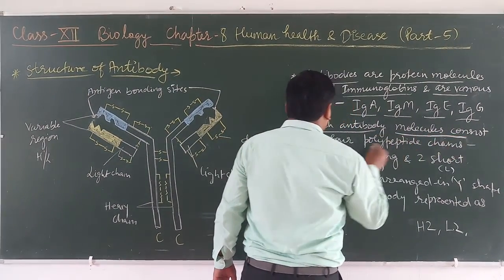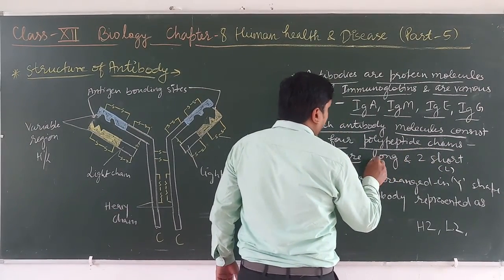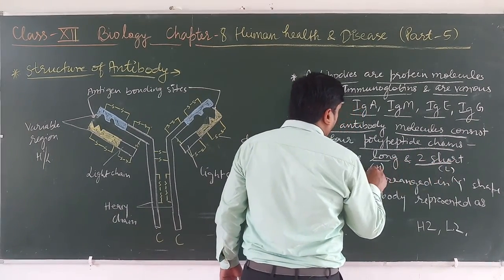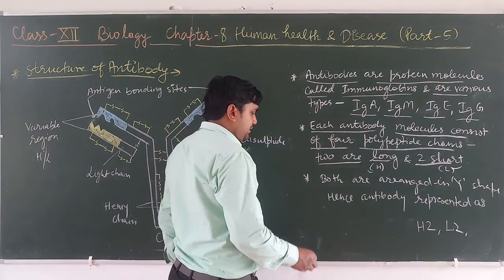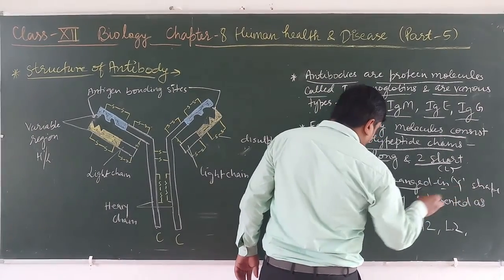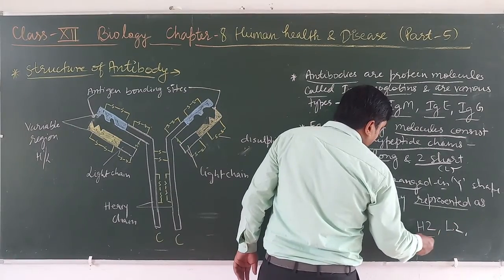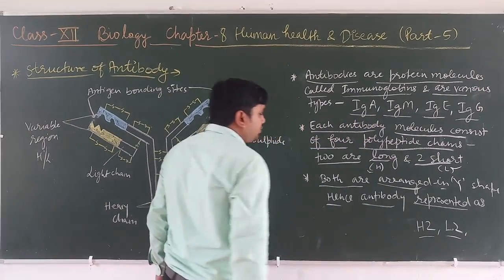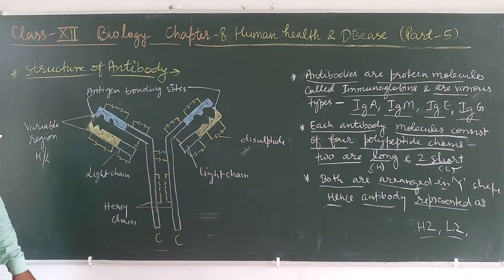Each antibody molecule consists of 4 polypeptide chains. 2 are long and 2 short. The 2 long are called heavy chains and the 2 short are called light chains. Both are arranged in a Y shape. Hence, antibody is represented as H2L2, meaning 2 heavy and 2 light chains.